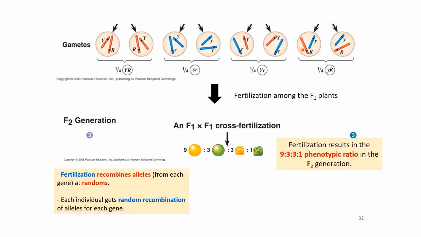These are the gametes of the F1 generation. The fertilization of F1 gametes produces the F2 generation with a phenotypic ratio of 9 to 3 to 3 to 1. Basically, fertilization recombines alleles from each gene at random. Each individual gets a random recombination of alleles for each gene. So that's why in the F2 generation, you will see many new phenotypes produced that are different from the F1 generation and also the original parental generation.